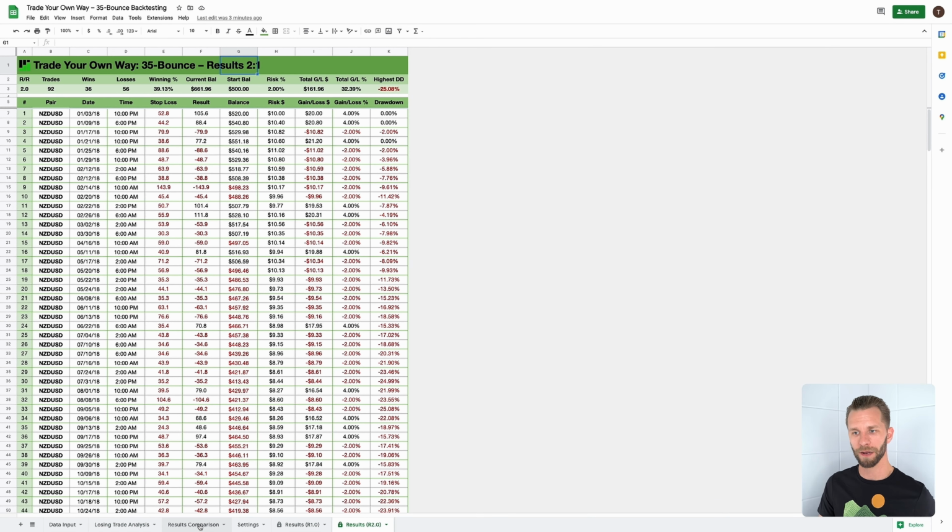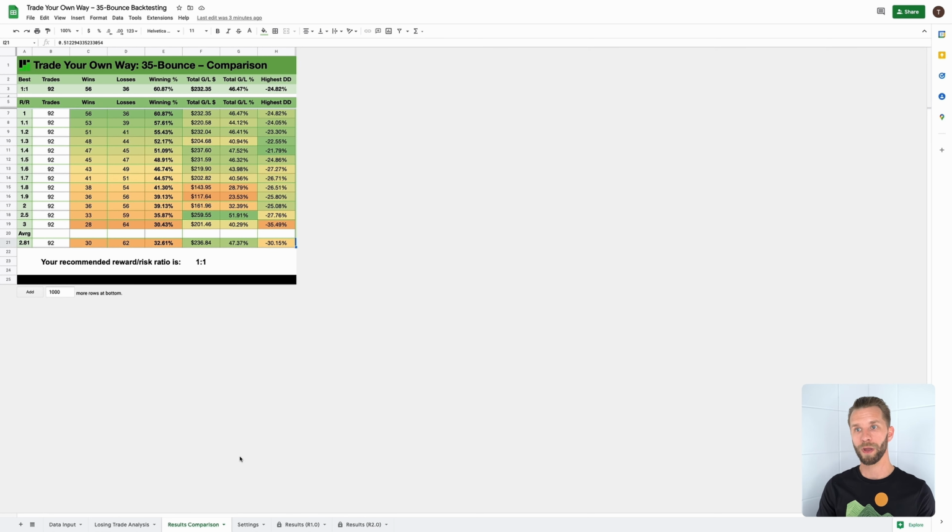Perfect. So if we click over here to results comparison, we can see the results of all of these ratios all in one window. Anything from 1 to 1, stepping right up to 2 to 1, and then 2.5 and 3, and then one which is actually worked out on the maximum average to give you an idea of an additional point somewhere between all of these that you might not have thought to look for. This gives a really good overview of our wins and losses and winning percentages, gains, total gain or loss percentage, and our highest drawdown amongst each of these different ratios.